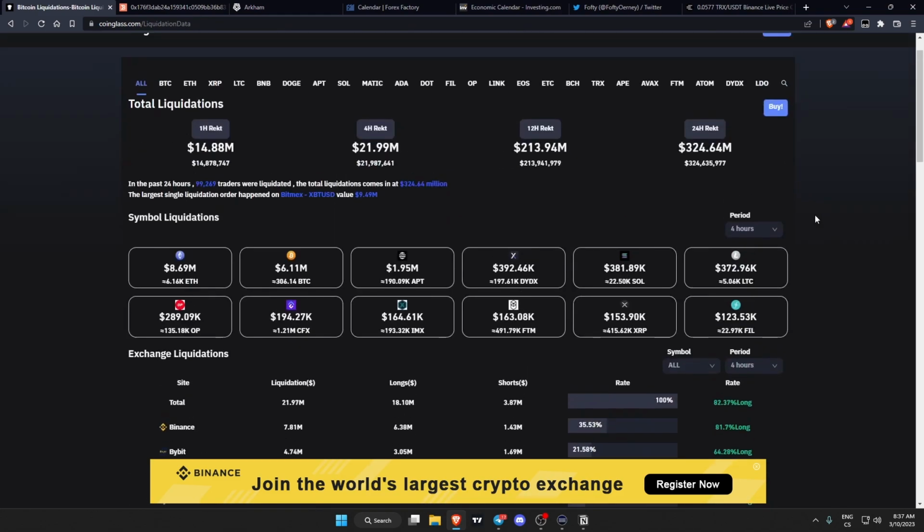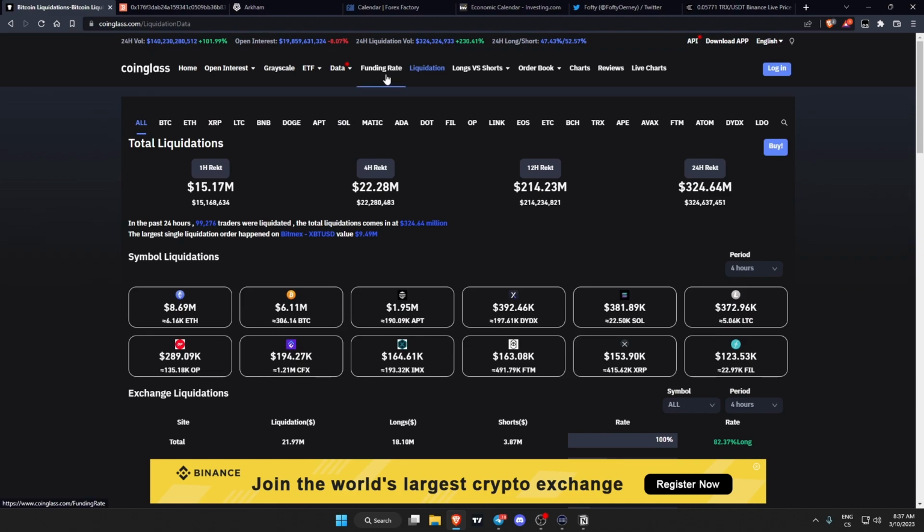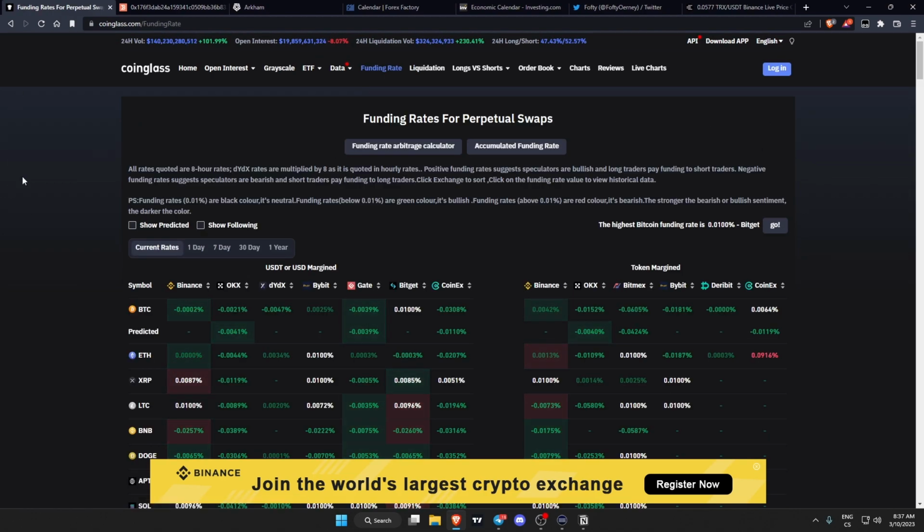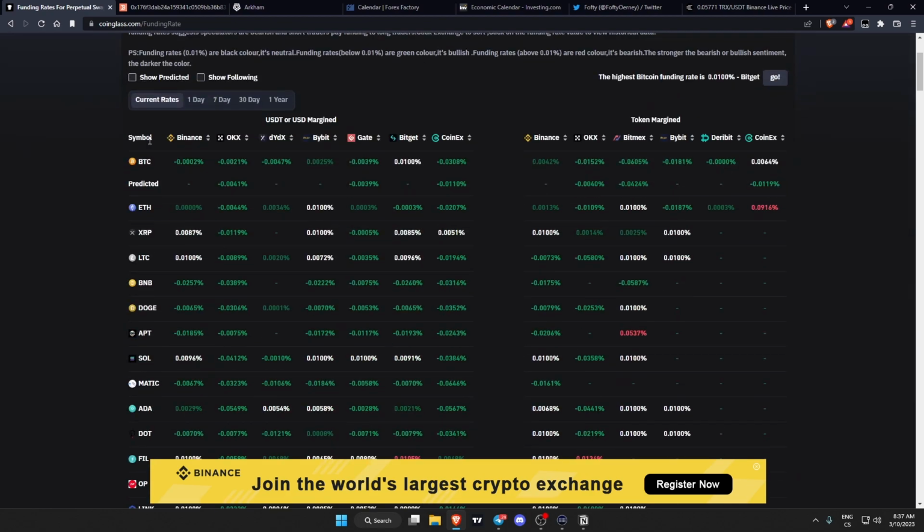So yeah, this is why I like CoinGlass, but I also look at funding rate. If you don't know what funding rates are, I made a whole video about it. Very simply put, it is the difference between spot and perp price, and it is the cost of having a position open, and you're either getting paid or you pay every 8 hours on most exchanges.